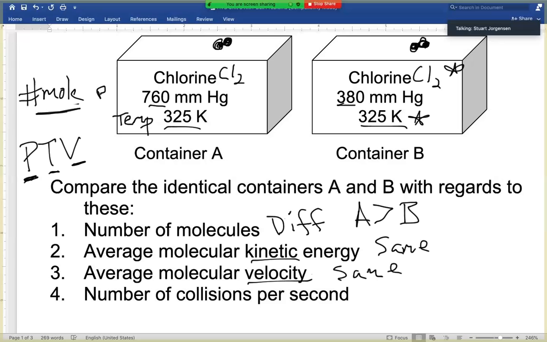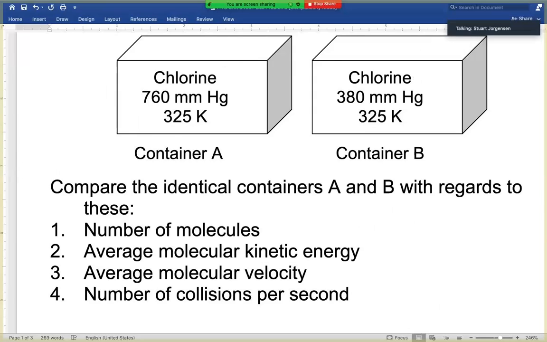The number of collisions per second must be different because we have a different pressure. A would have to be greater than B because you got more particles bouncing around in your box. They're going to collide more frequently, increasing the pressure with everything else being held equal. It's kind of a lot to think about.